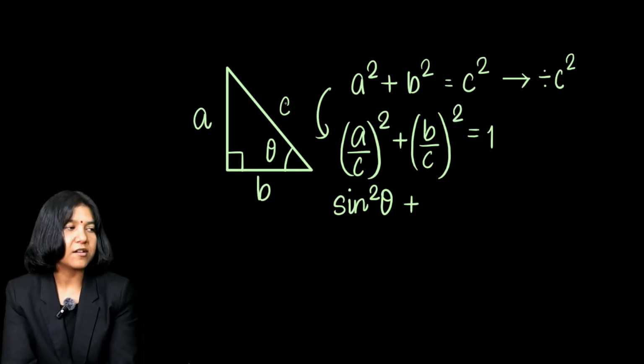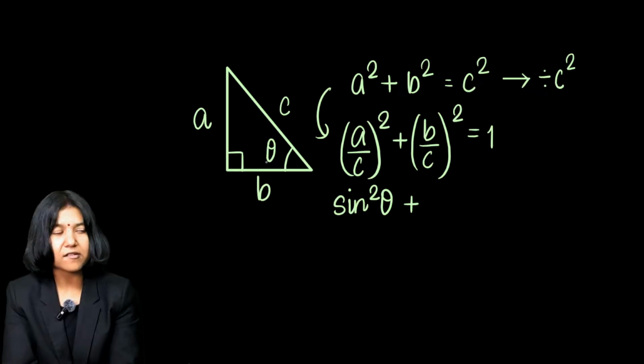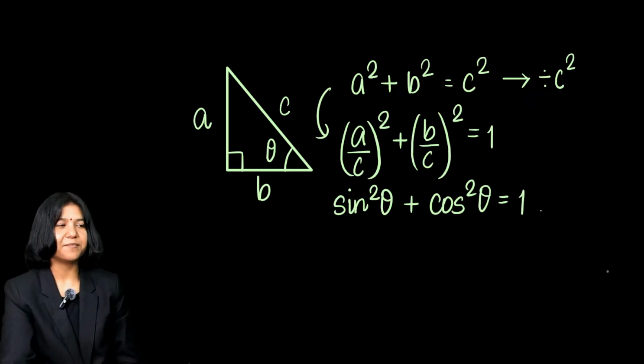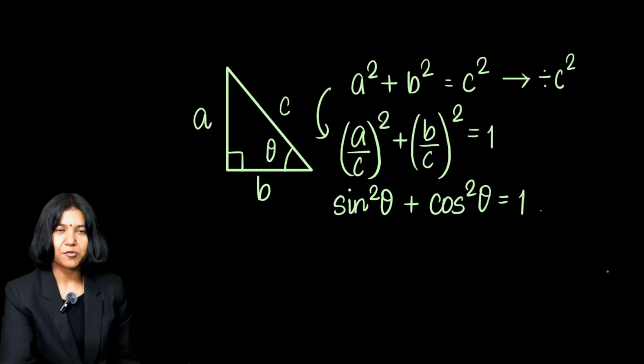Likewise, b upon c, that is the ratio of cos of this angle theta, because b is the base and c is the hypotenuse. So base upon hypotenuse is always cos, so that is cos square theta. We just got our first trigonometric identity: sine square theta plus cos square theta equals 1.